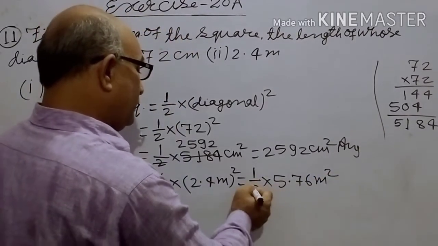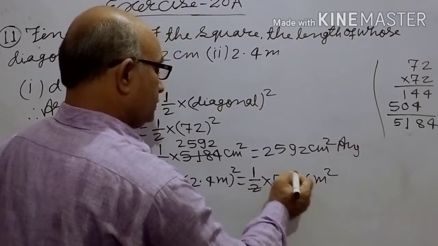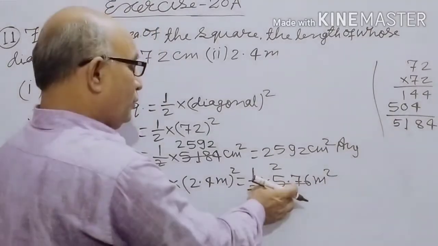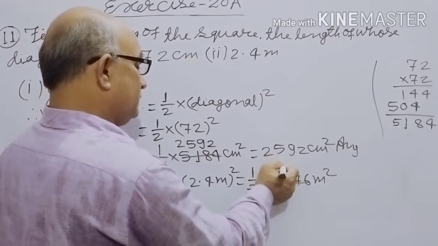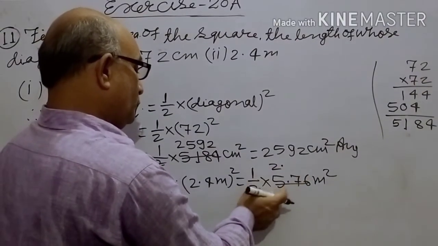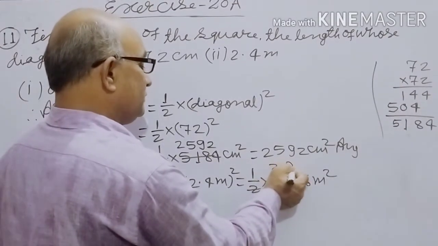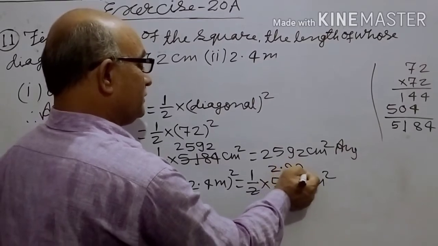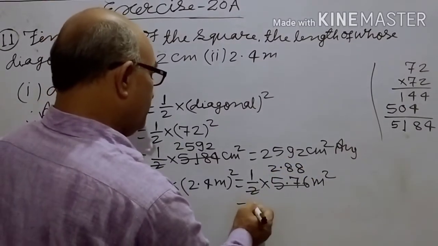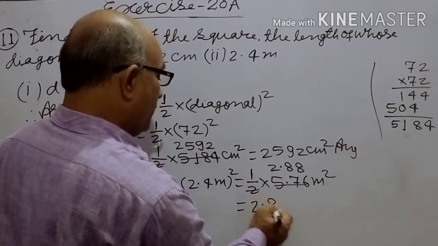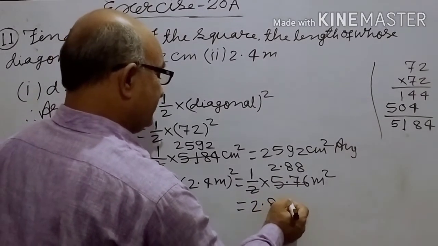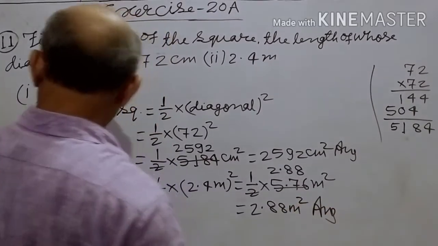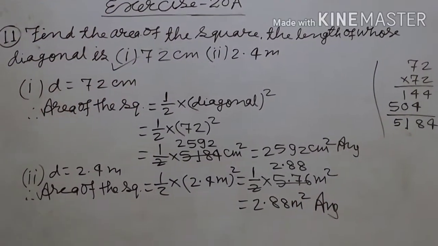It is divisible by 2. So 2 twos are 4. Carry 1. 1 and 7 is 17, decimal. 2 eights are 16. Equal to 2.88 meter square. Answer of this question. Students, understand and write it.